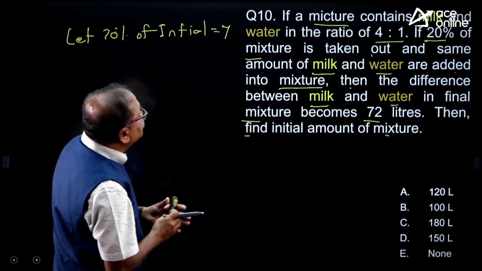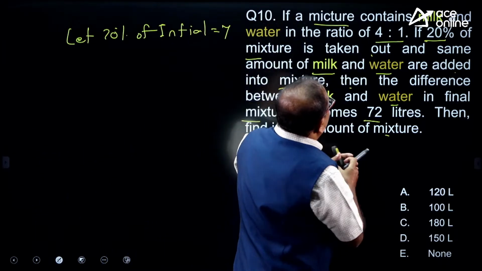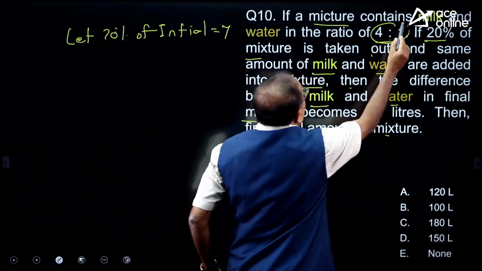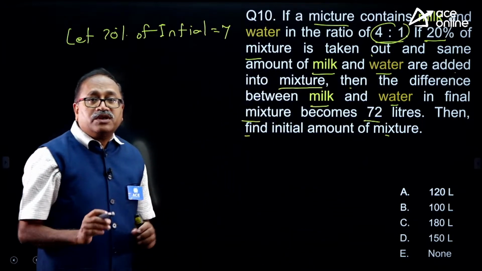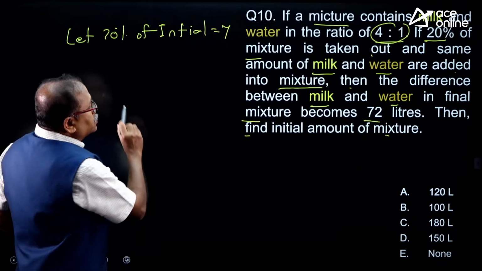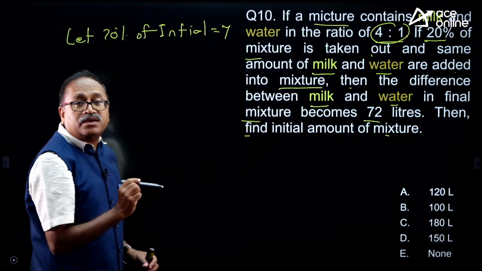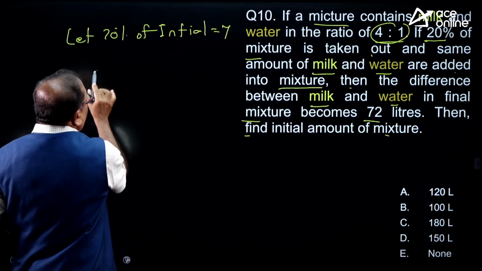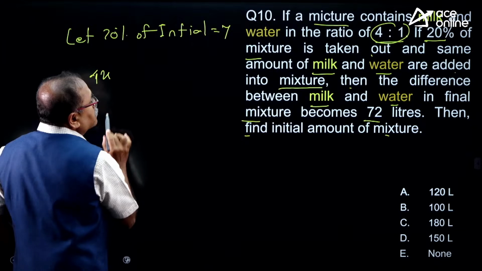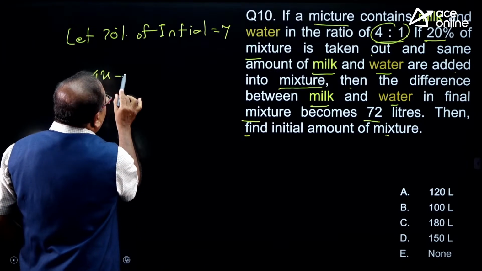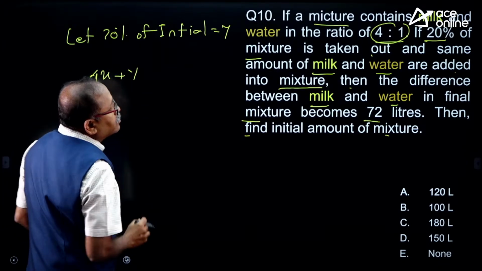Then what is happening here? The milk to water ratio will remain the same. So that is 4x is the milk and 1x is the water. So I will go for 4x plus y.